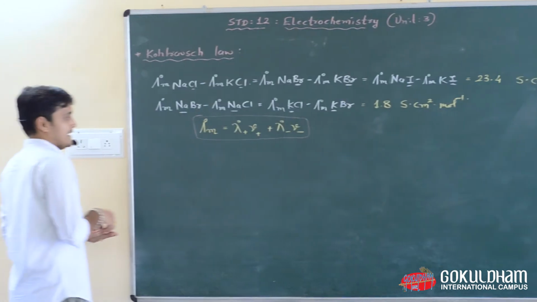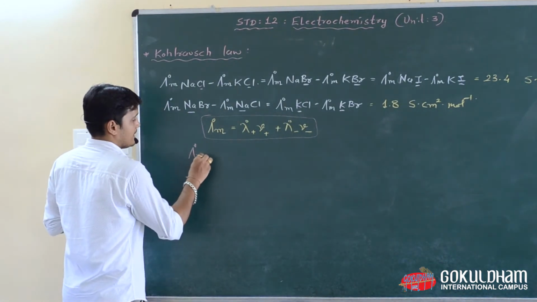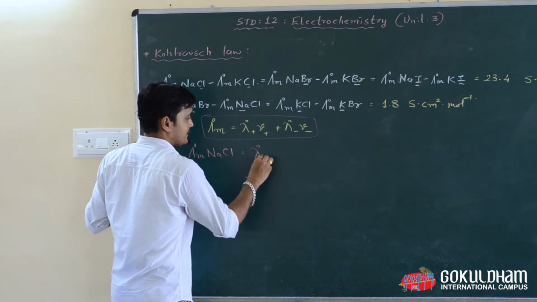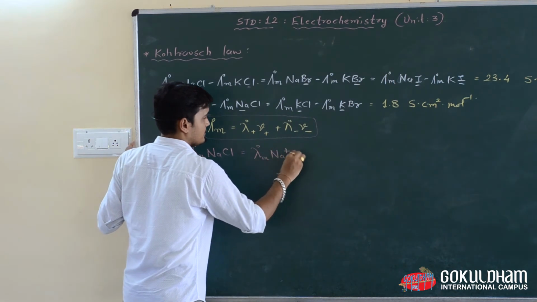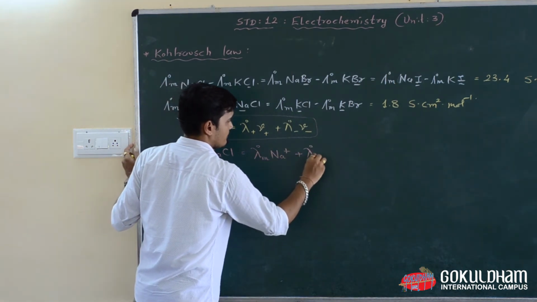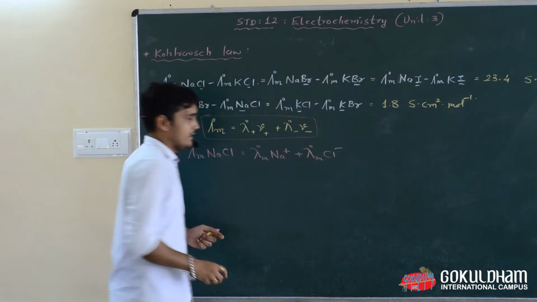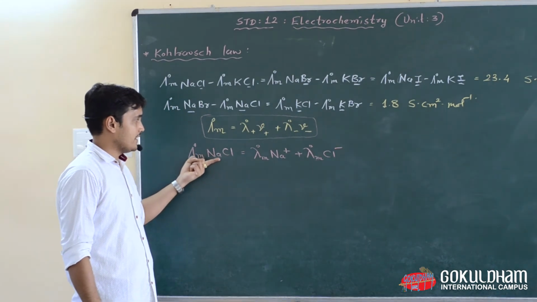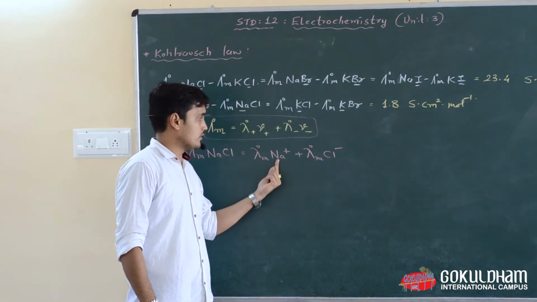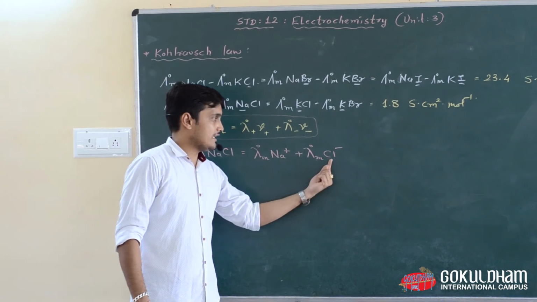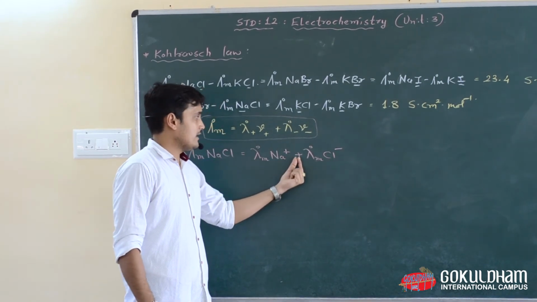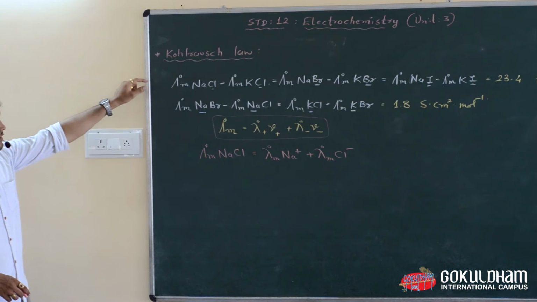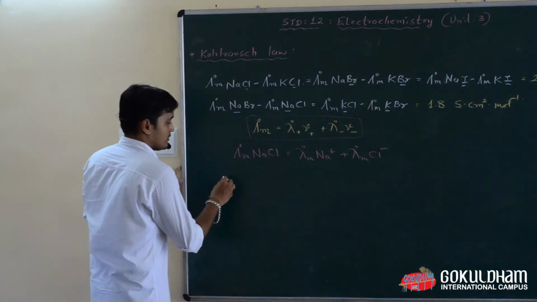Suppose we take any example, that lambda 0 m of NaCl means lambda 0 m Na plus plus lambda 0 m Cl minus. So we can say that the limiting molar conductivity of sodium chloride is the sum of the positive ion, that is Na plus, and Cl minus, that is the negative ion, and plus means sum.